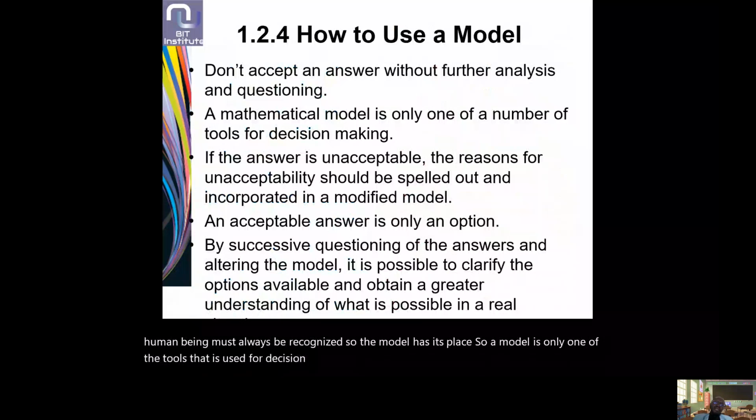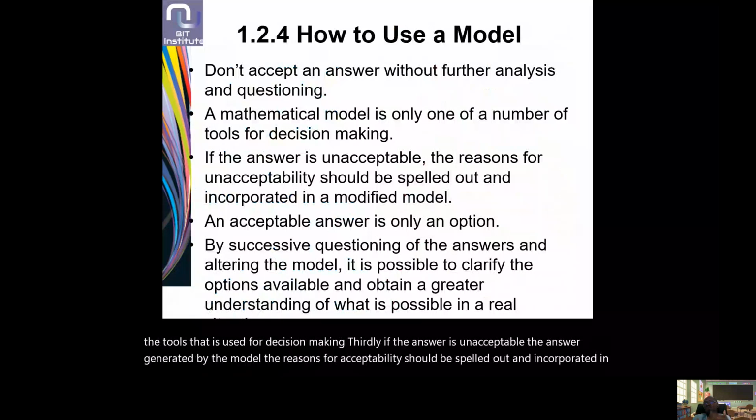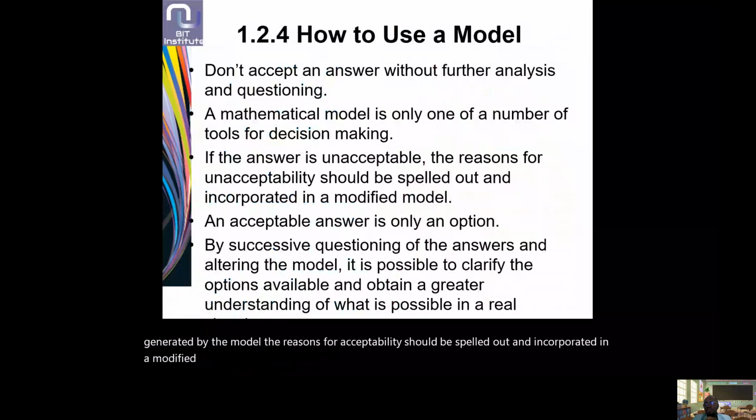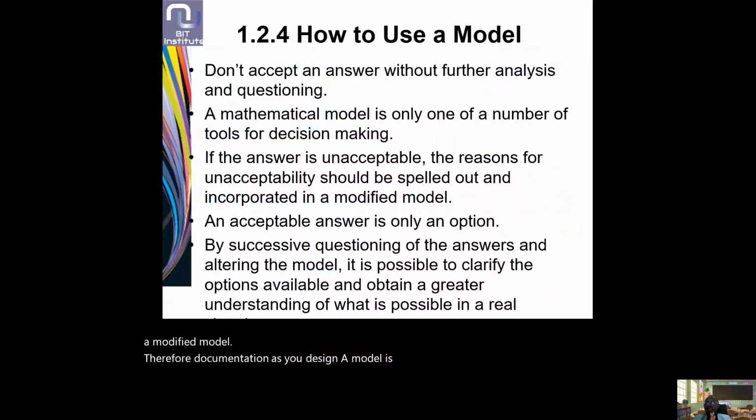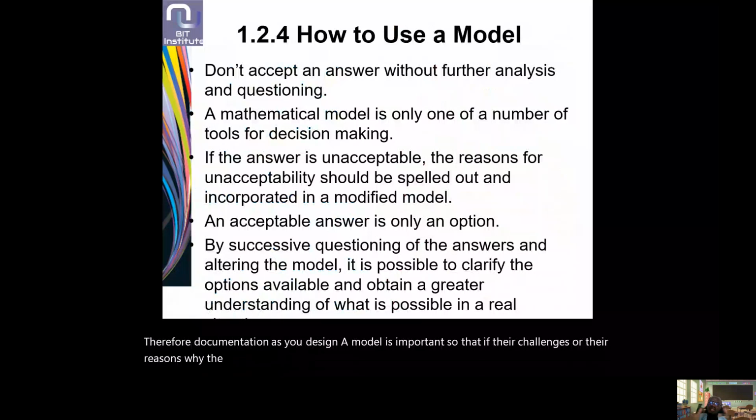Thirdly, if the answer generated by the model is unacceptable, the reasons for unacceptability should be spelled out and incorporated in a modified model. Therefore, documentation as you design a model is important, so that if there are challenges or reasons why the model cannot work, you spell them out and let the stakeholders you are interacting with know why the model is not acceptable.